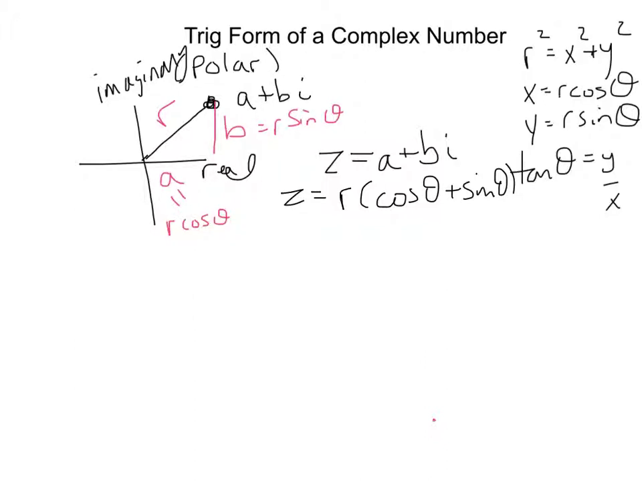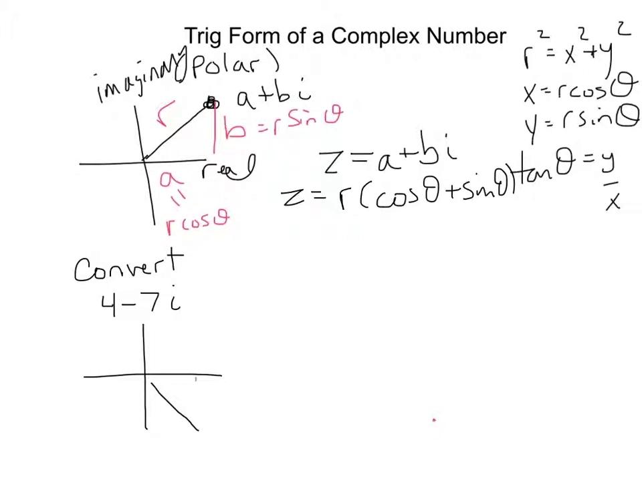So let's try one. Let's convert to trig form, which is polar form. And let's just do nearest tenth of a degree. 4 minus 7i. So I want to write this in trig form. So now what I would do is sketch it and figure out where I am. Over 4, down 7. I'm down here somewhere.